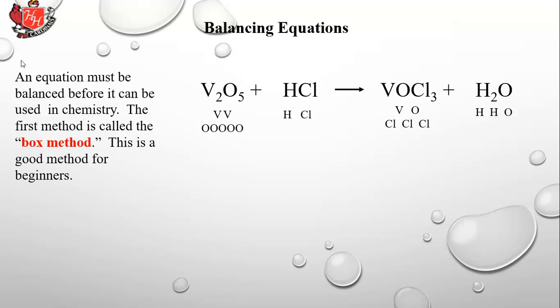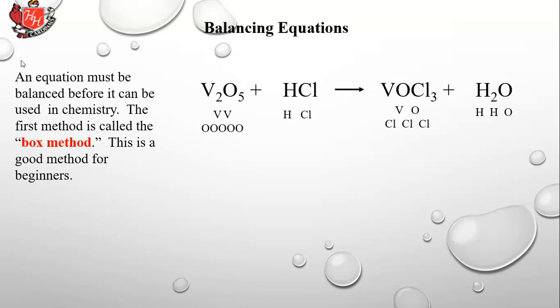VOCl3, you have a V, an O, and 3 Cl's. And for water, H2O, you have 2 H's and an oxygen. Now what you do in this method is you just pick an element that you want to balance first.